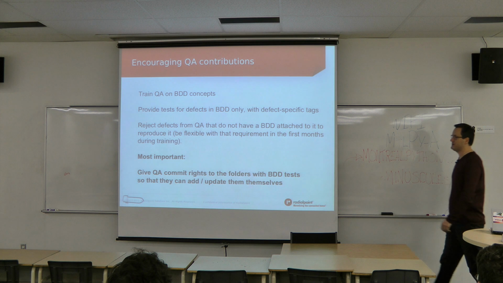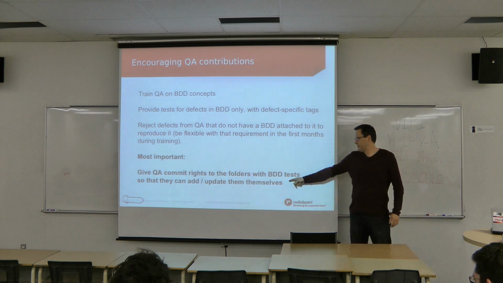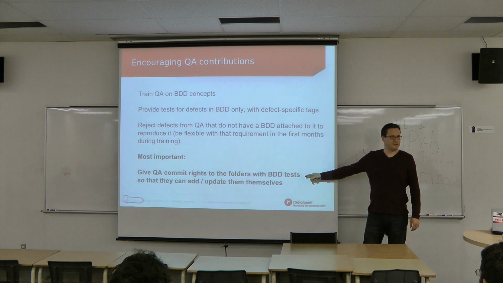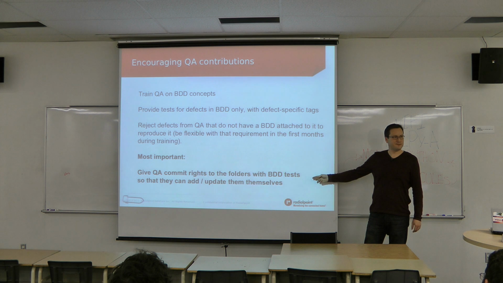The part that really made this happen is that we gave QA commit rights to our version control. So the folder where we have BDDs, they can commit and update just as much as we can. When they get a Jira fix from us, they go there, look at the BDD file, the feature file, and say, OK, but you guys are missing coverage for this test case. So they will add it and commit it right back.